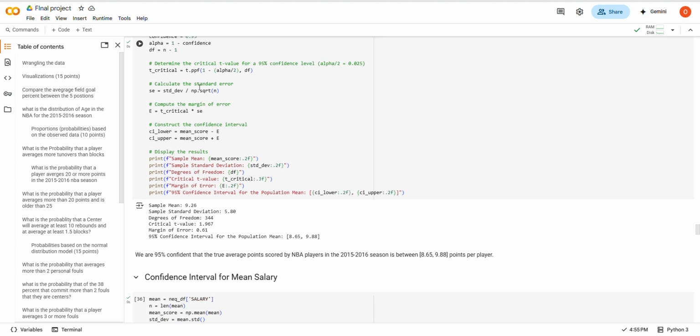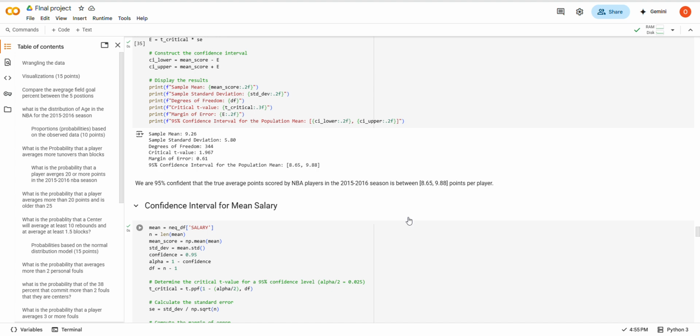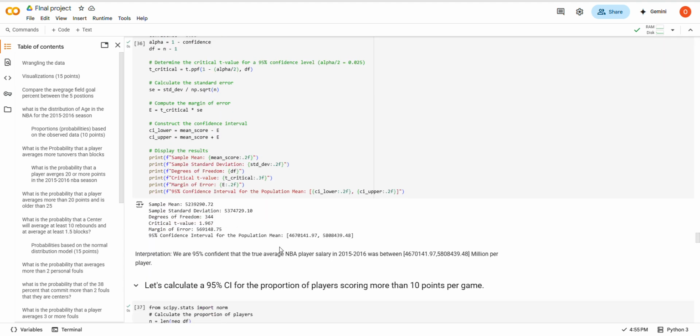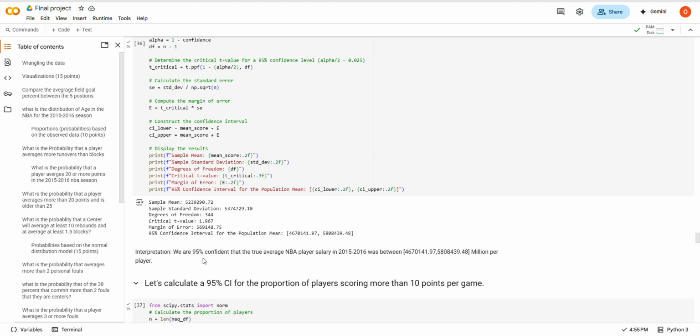Once we did that, we concluded that we are 95% confident that the true average points scored by NBA players in this season is between 8.6 points and 9.8 points per game per player. Then we did the same thing for salary. We wanted to calculate the confidence interval for the average salary, and doing so, we concluded that we are 95% confident that the true average NBA player salary was between $46 million and $97 million per player. So it's in between that range.